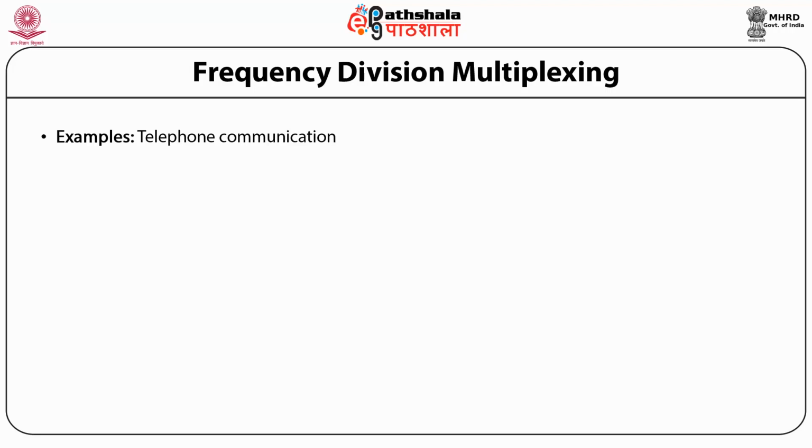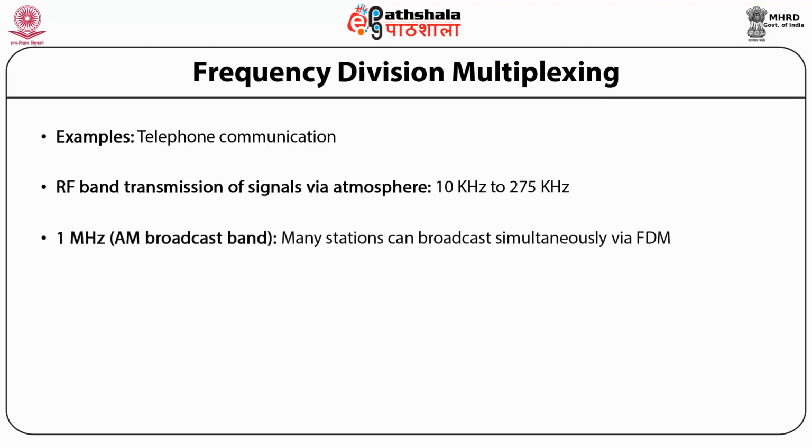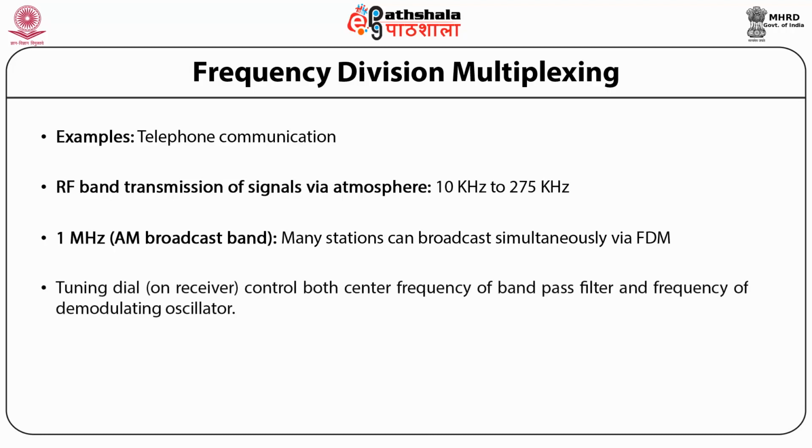An example based on this concept is telephone communication, and RF band transmission of signals via atmosphere, 10 kHz to 275 kHz, approximately the 1 MHz AM broadcast band. Many stations can broadcast simultaneously via FDM. The tuning dial on the receiver controls both the center frequency of the bandpass filter and the frequency of the demodulating oscillator.